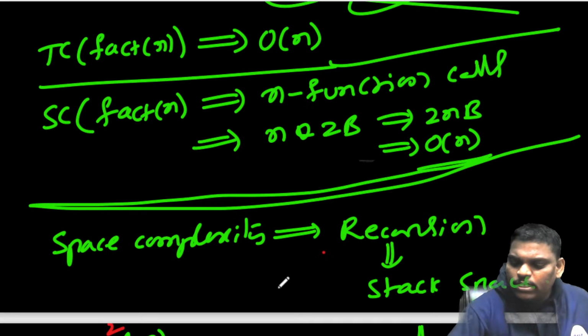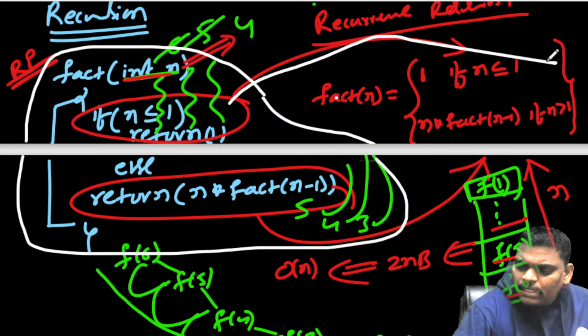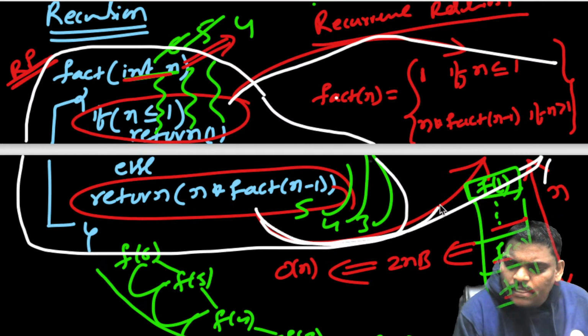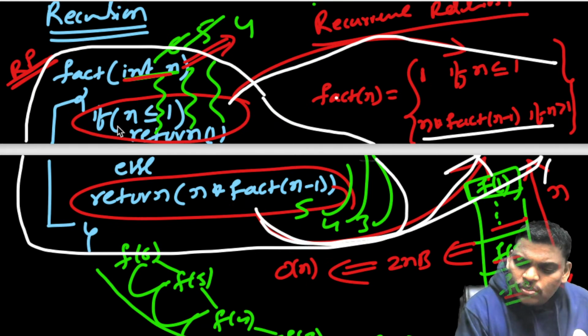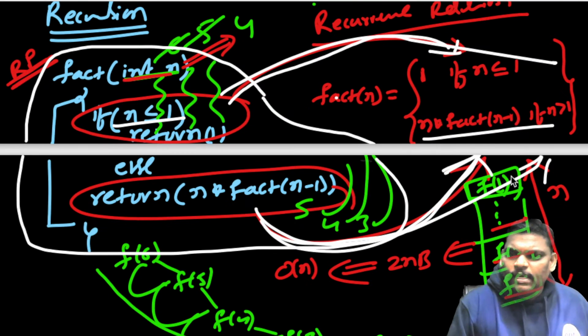Someone is asking, sir, how to write the recursion? See this one. First statement, copy as it is. Second statement, copy as it is. That becomes the recurrence relation.